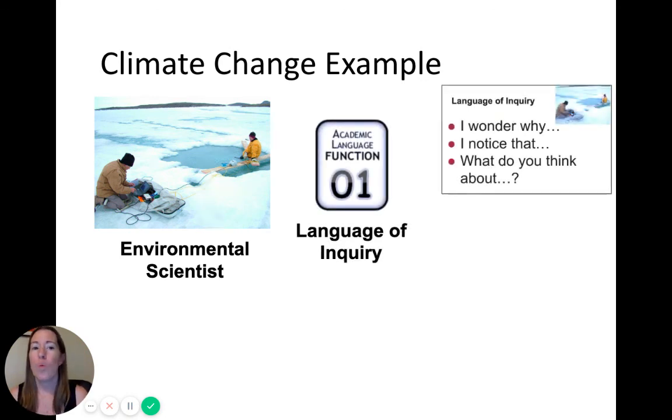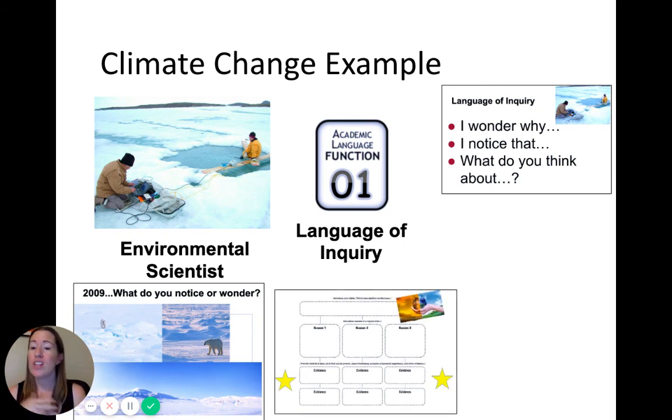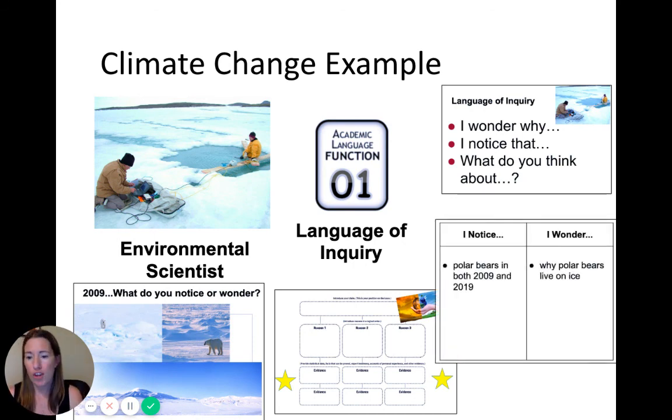And here are some of the ways that we used inquiry. We used it when we were asking questions about the things that we were learning. We also used it when we were looking at images from the changes from 2009 to 2019. And then we were using it in the way that we were organizing and sharing our information.